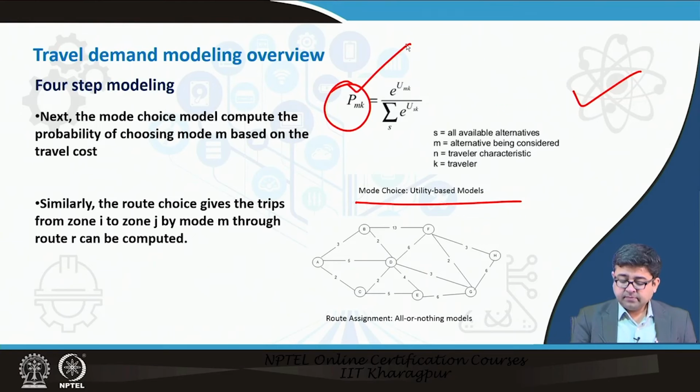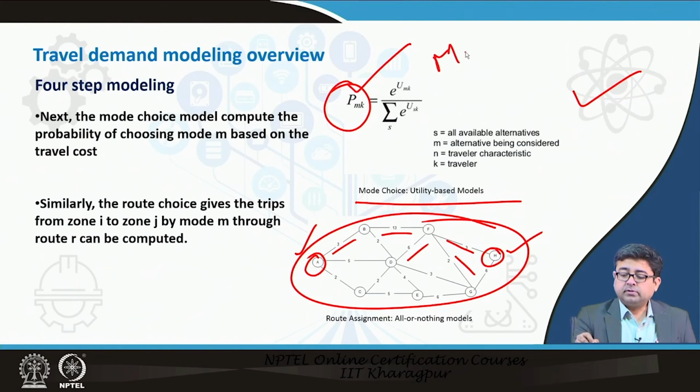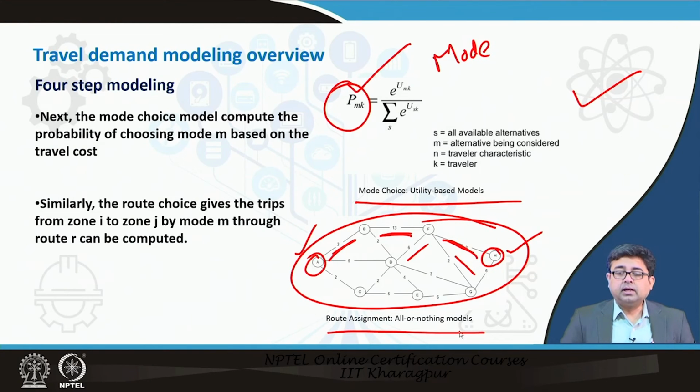And finally, if this is your entire network of streets that are available, and you are trying to go from zone A to zone H, and you know that these are all the streets available to you, your trip would be assigned based on your origin zone, your destination zone, and the mode of travel that you have chosen. You will then be assigned to a network route which takes you to your destination in the shortest amount of time, for example. This route assignment is one of the popular models, called an all or nothing model.